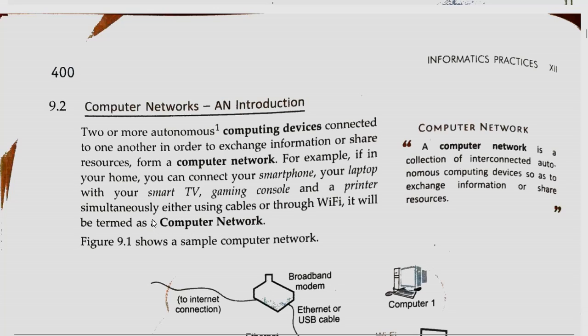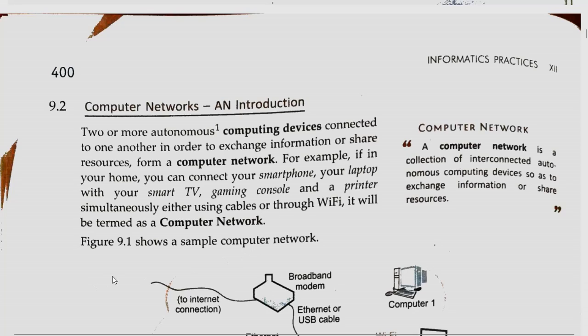Okay. Now here also you are using a computer network, because as mentioned in the example, if in your home you connect your smartphone, your laptop with your smart TV. Okay, that is, if you have your smartphone or the laptop and you are connecting it with your smart TV, the gaming console or a printer simultaneously, then actually what you are doing is creating a computer network. Okay, it can be with the help of cables or with the help of Wi-Fi, but in both of these conditions you are creating a computer network.